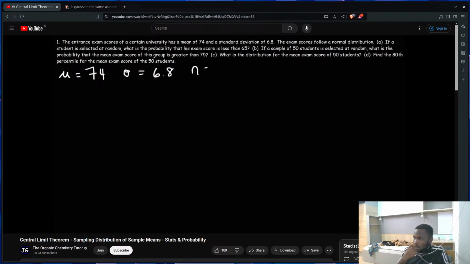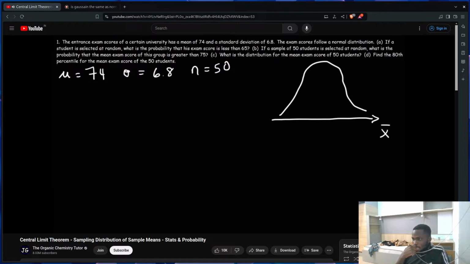So this time n is not 1, but 50. So we're no longer dealing with a population distribution, but we're dealing with a sampling distribution. So we have x bar as the random variable instead of x. And the mean is going to be mu x bar. But the mean is still going to be 74. That's not going to change.